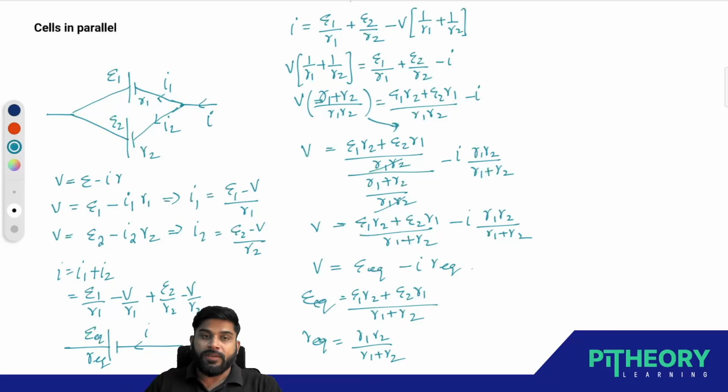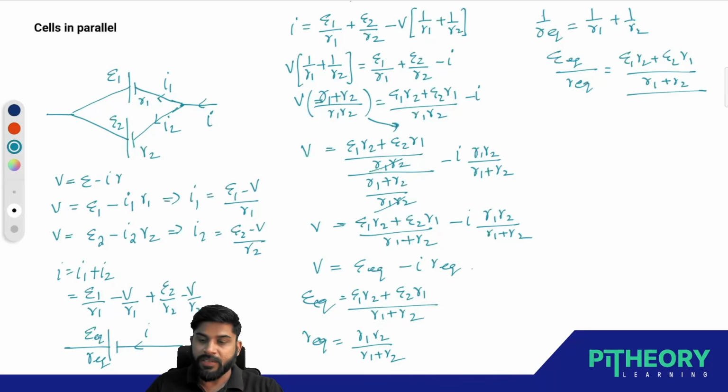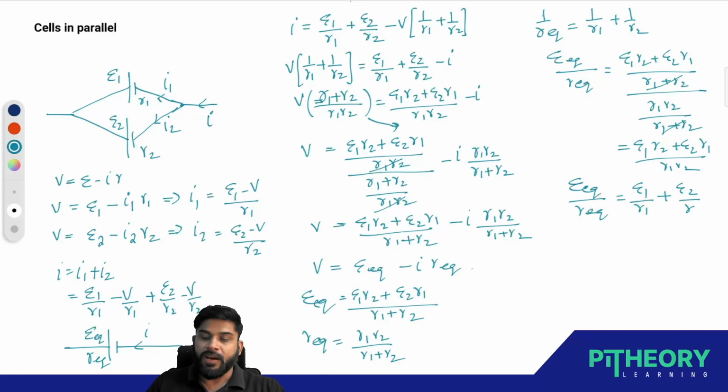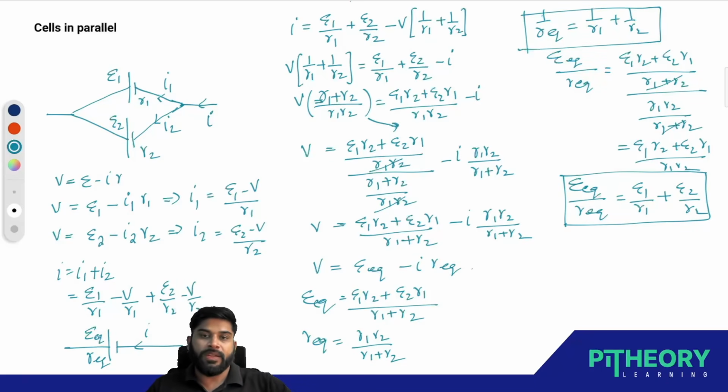It is easier to keep this in mind in one more way. You can write 1 by R equivalent as 1 by R1 plus 1 by R2. At the same time, if you divide epsilon equivalent by R equivalent, you get epsilon 1 R2 plus epsilon 2 R1 divided by R1 plus R2, divided by R1 R2 divided by R1 plus R2. The R1 plus R2 gets cancelled, and you get epsilon 1 R2 plus epsilon 2 R1 divided by R1 R2. In simple terms, epsilon equivalent by R equivalent is equal to epsilon 1 by R1 plus epsilon 2 by R2. This is the equivalent EMF of two cells connected in parallel, and R equivalent can also be found in this way.